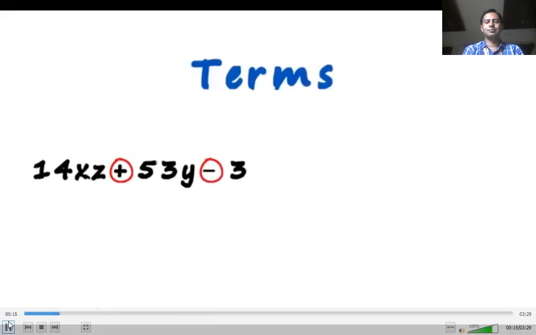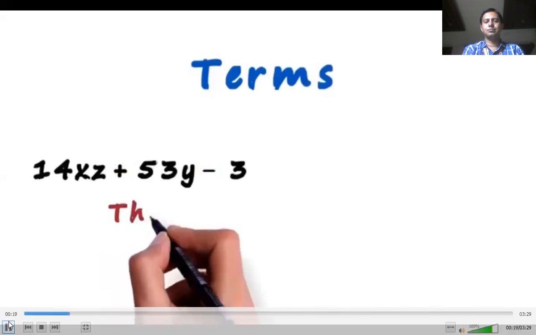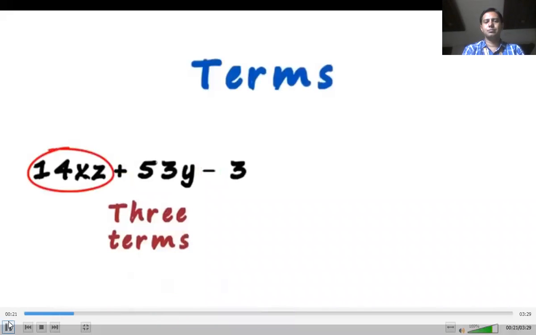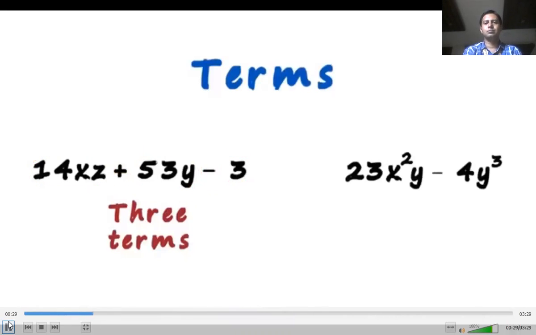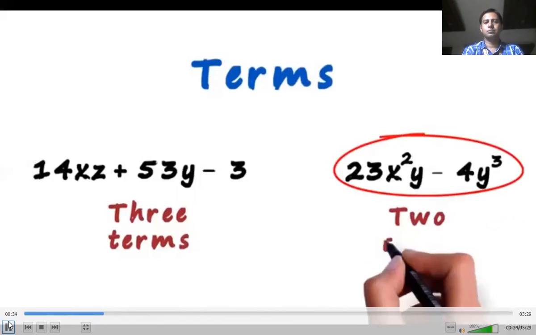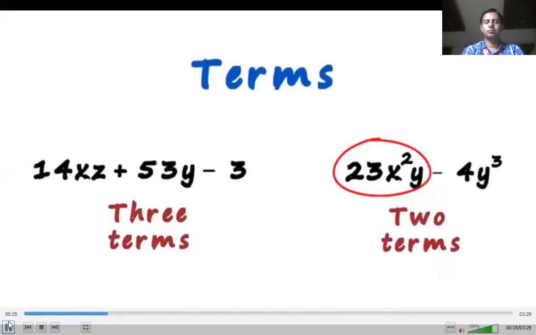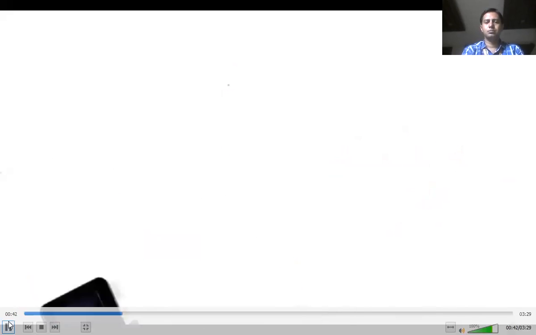There is a plus as well as a minus sign here, which means that we have three terms: 14xz, 53y, and 3. The second expression is 23x squared y minus 4y cubed. This expression has just two terms: 23x squared y and 4y cubed. Now we can move on to understanding the most important concept in algebraic expressions.